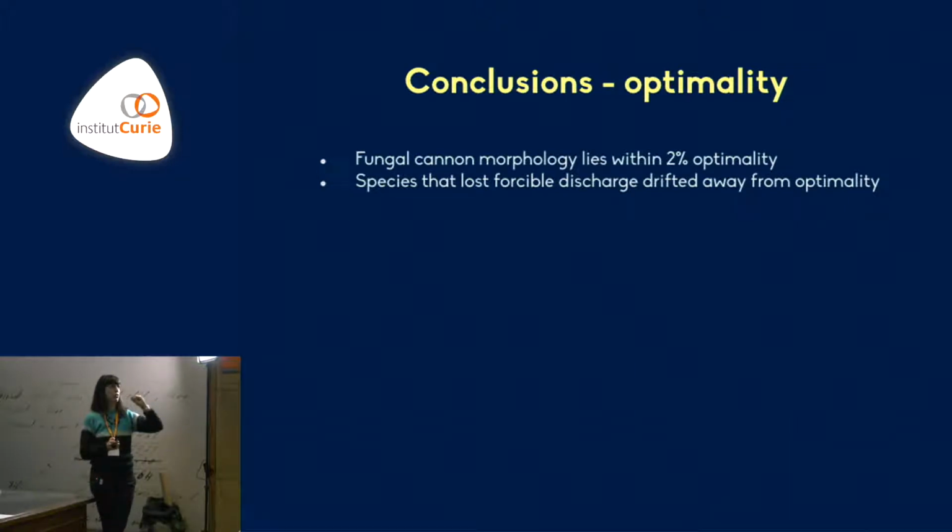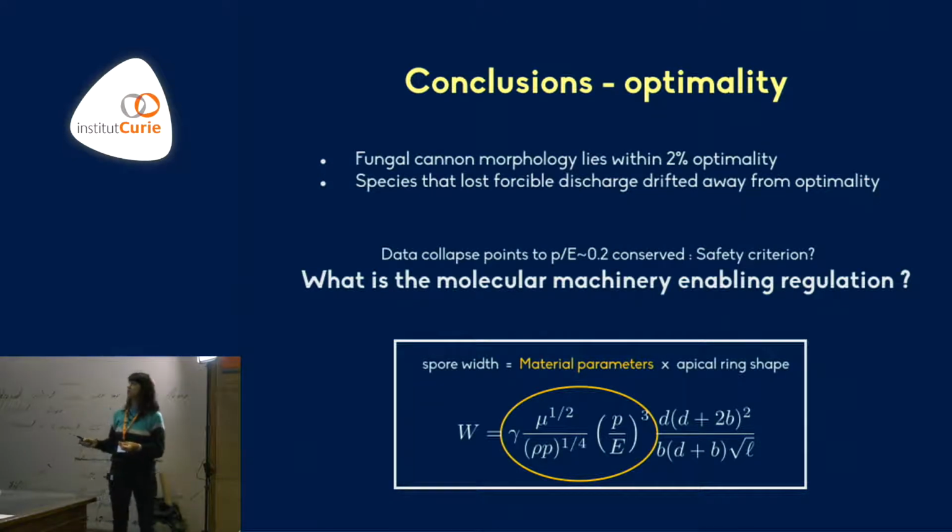So the conclusions for the first part are: I've shown you the biomechanics of a fungal cannon that uses osmotic pressure to squirt out spores at a very high velocity. And I've shown you that these fungal cannons are optimal in the sense of minimizing dissipation. This was done under the assumption that this number was a constant. And so I'll walk you through this.